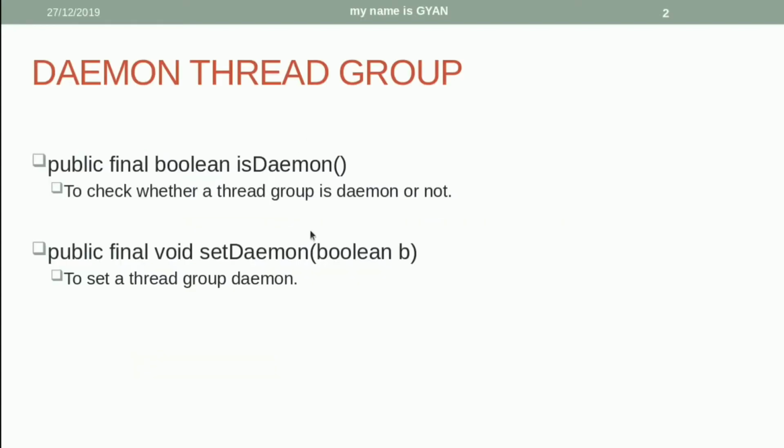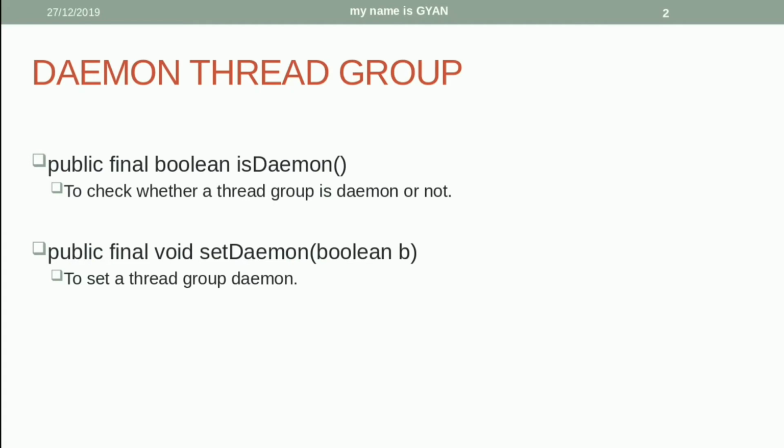There are two methods for the daemon feature of the thread group, isDaemon and setDaemon. Both methods are public and final methods. The method isDaemon returns boolean. The method isDaemon checks whether a thread group is a daemon or not. Or we can set a thread group as daemon. If we pass here true, then the thread group will be set as daemon.